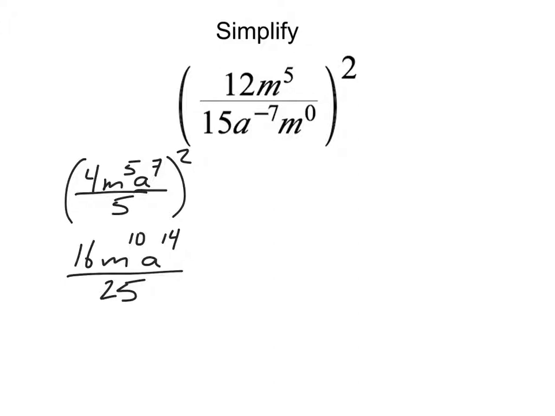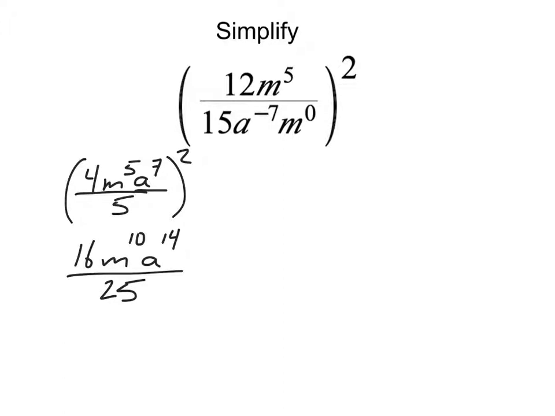Does that reduce any further? Doesn't look like it to me, because the 16 and the 25 share no factors other than 1. And then the m appears once and the a appears once. So that's as good as it gets. Yes, that is your final answer.